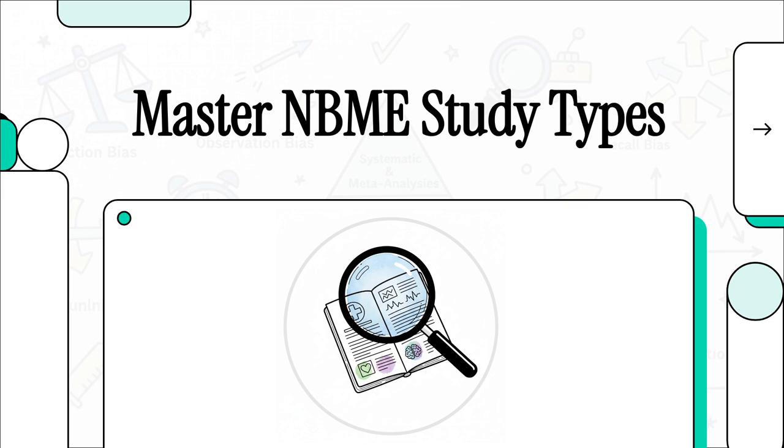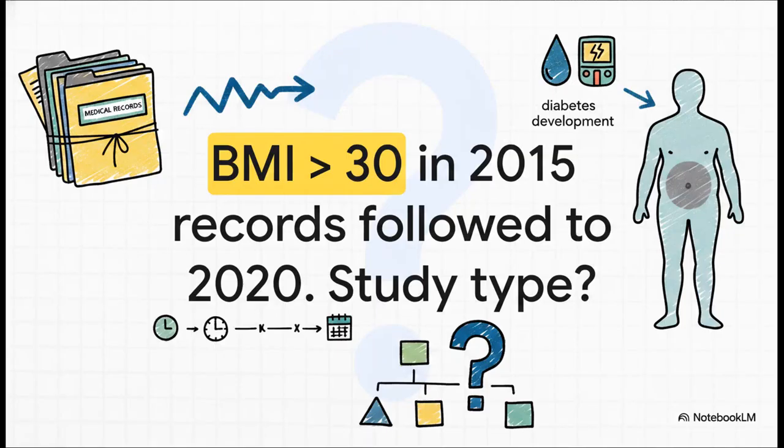We're going to build your rapid pattern recognition by diving into some seriously tricky examples directly from the source material. Okay, let's jump right into the deep end with a classic tricky vignette. I want you to actually pause and lock in your prediction. So medical records from 2015 are reviewed for a BMI over 30, and then those patients are followed up to 2020 for the development of diabetes. What study type are we looking at here?